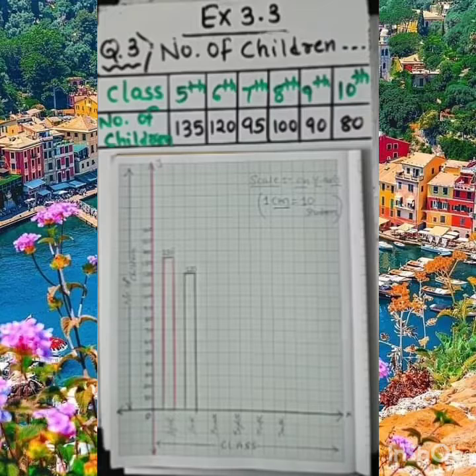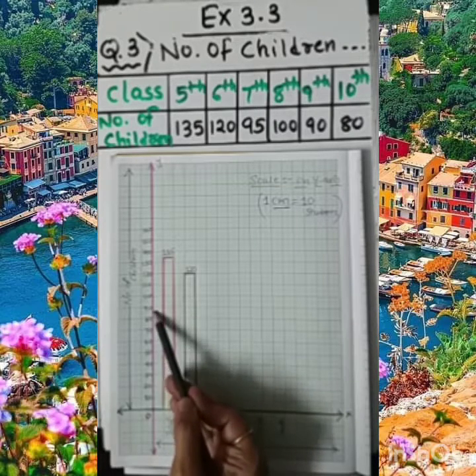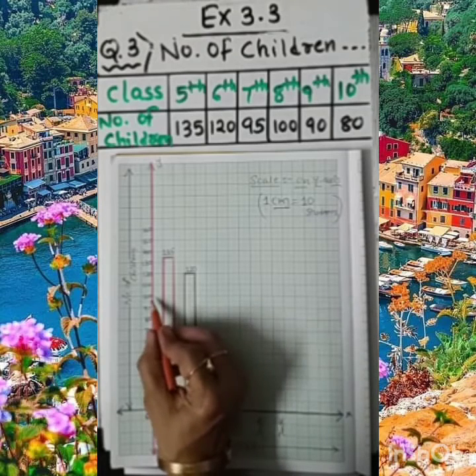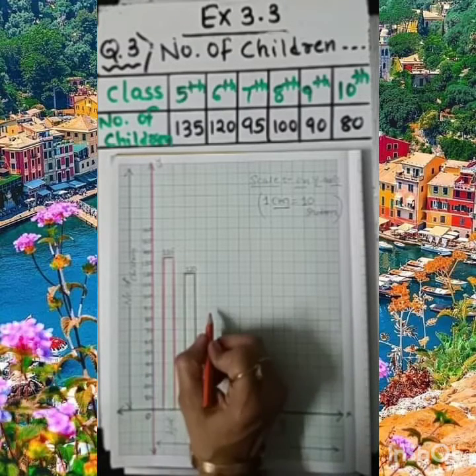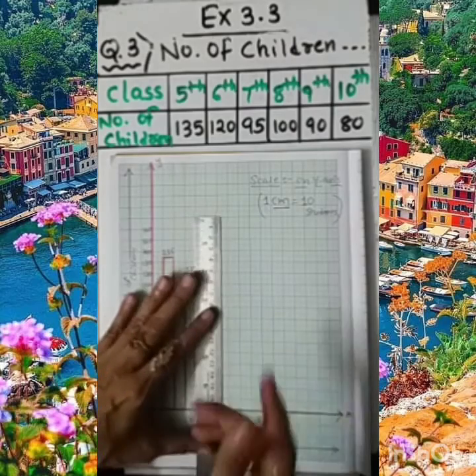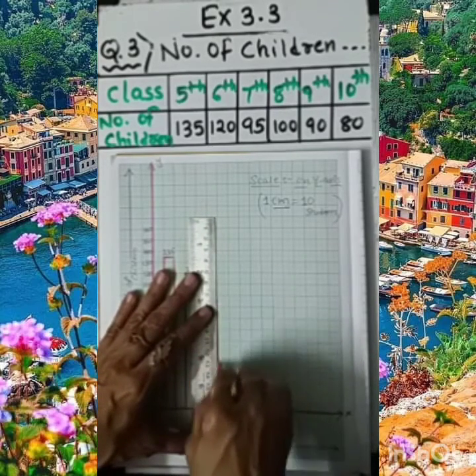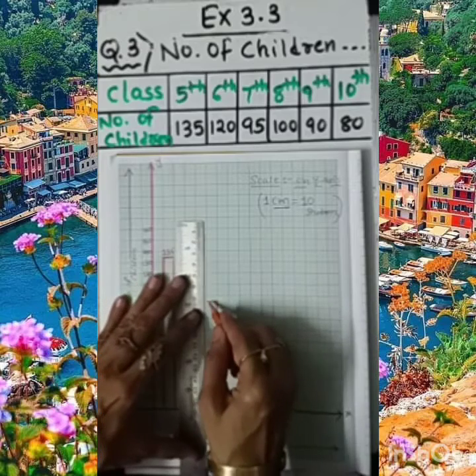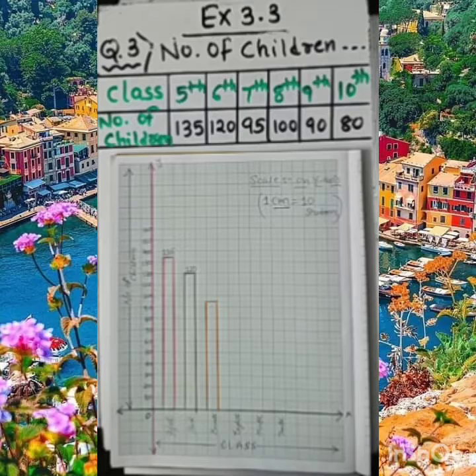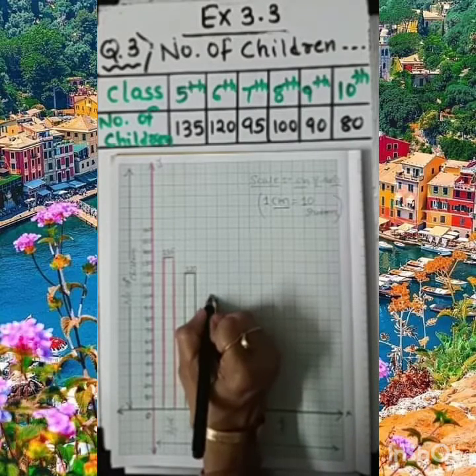The third is 95. Of course, 95 lies between 90 and 100, correct? So between 90 and 100, you can see one darker line. This is showing 95. Now I am going to join this with the 7th class. This is for the 7th class, and I am mentioning here this observation is 95.